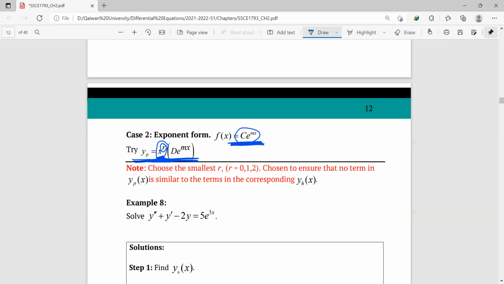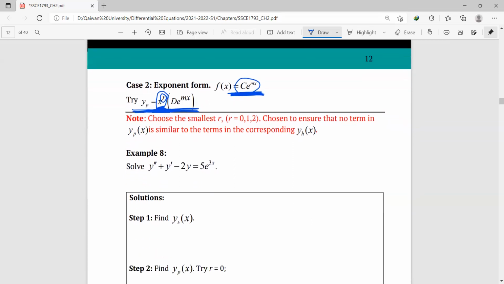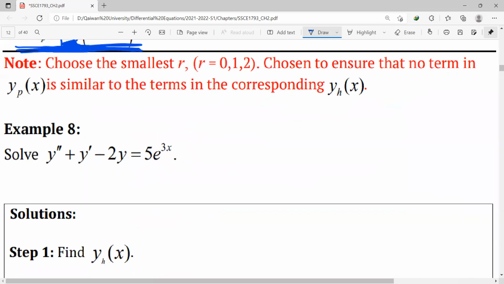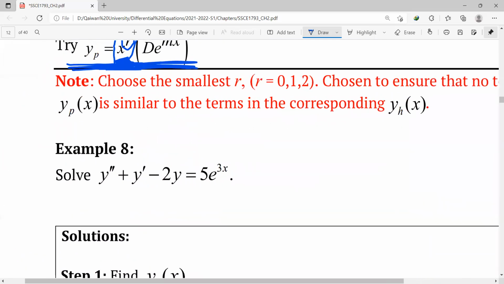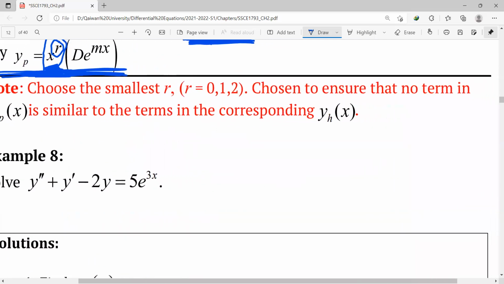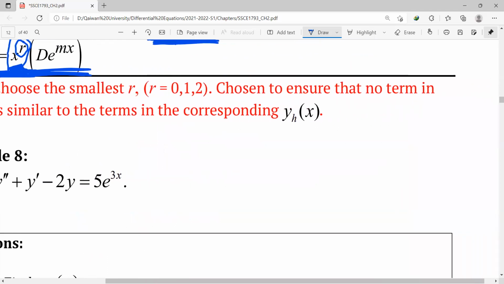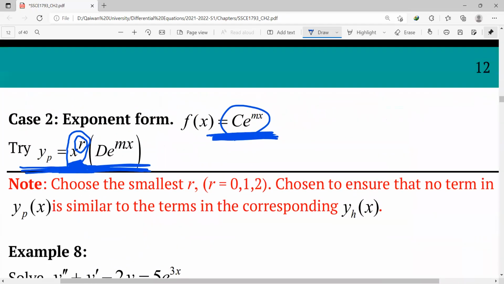Okay, here we have an example. It says y double prime plus y prime minus 2y equals 5 e to the power 3x. As you see, in the right-hand side, we have no polynomial. We have an exponential function. And we said for exponential functions, we choose x to the power r, d e to the power mx. d is a constant. You can say c, a, or any other constant.